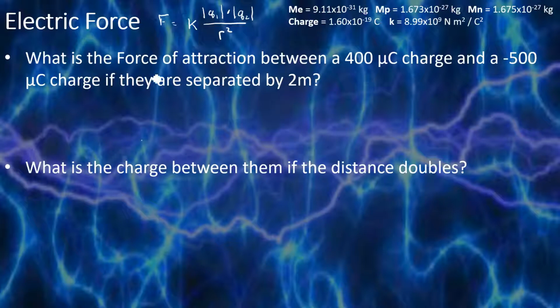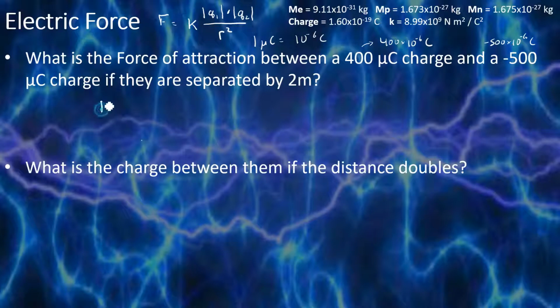Okay, so what is the force of attraction between a 400 microcoulomb charge and a negative 500 microcoulomb charge if they are separated by 2 meters? That's fairly far apart. Okay, but first of all, 400 microcoulombs. That's going to be 400 times 10 to the negative 6 coulomb, and this is going to be negative 500 times 10 to the negative 6 coulomb, because 1 microcoulomb equals 10 to the negative 6 coulombs.